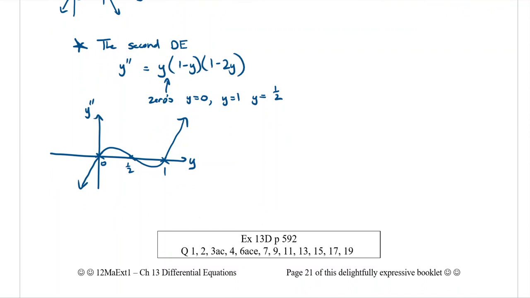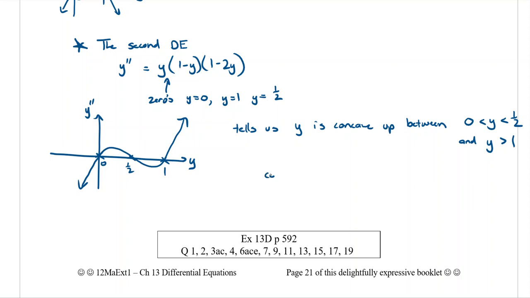All right. So this tells us that y is concave up between 0 and 0.5, not equal to, sorry, there shouldn't be an equal sign there, and y is greater than 1. And it is concave down because negative concavity, so that's neg for negative, when y is less than 0 or when y is between 1/2 and 1. Neg for concave down because it was negative.